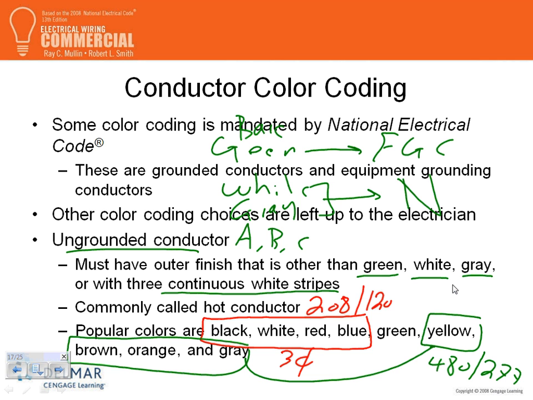Now what happens if you have 240/120 delta? You can come up with pink, any color that's not white, gray, or green. Any questions about that?